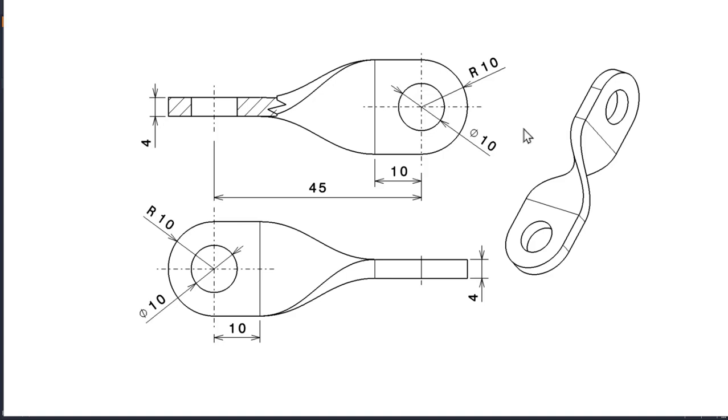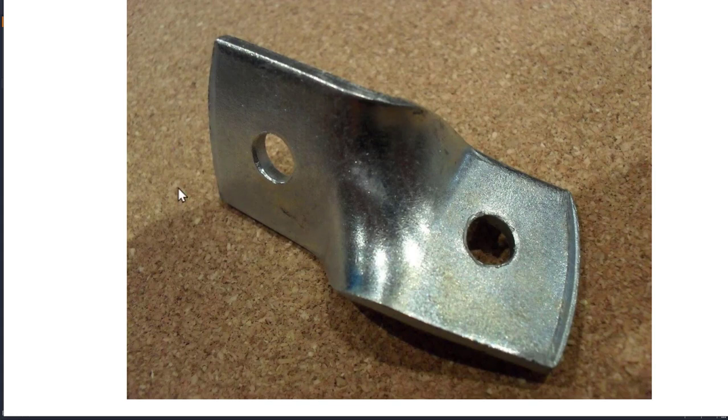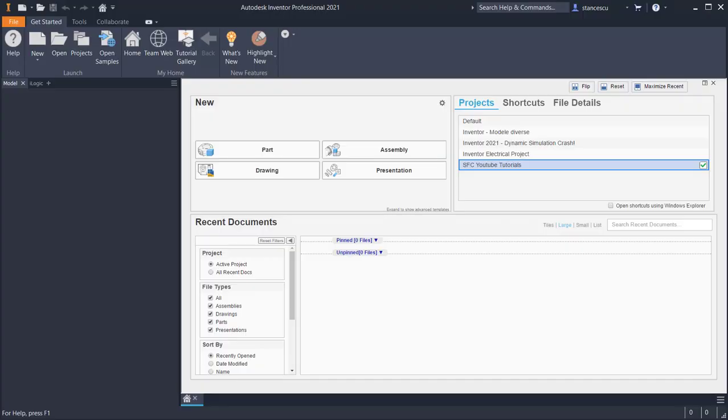Hi, my friends. Today we'll model this part, a twisted bracket, which has a mid section which is more interesting, and the rest is not so difficult. Such a part can be found commercially in the form of this. Yes, this is galvanized. Let's create such a part by using the drawing.